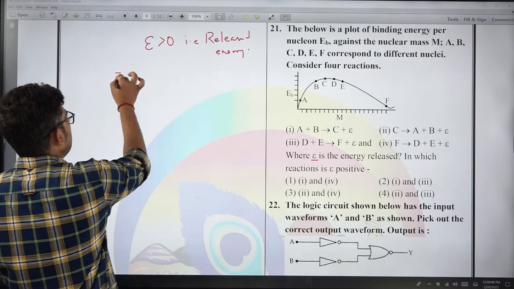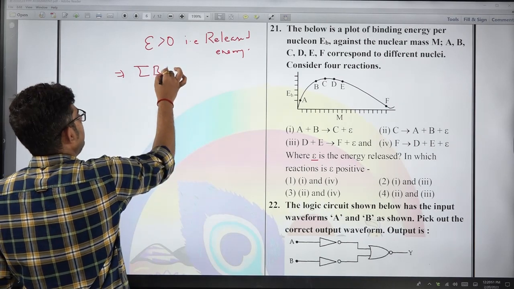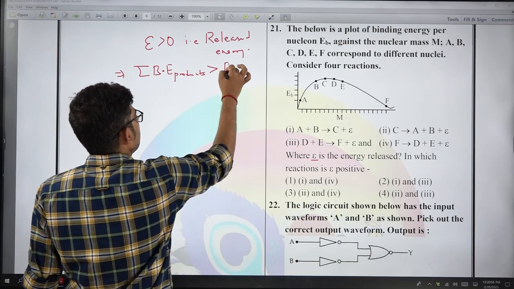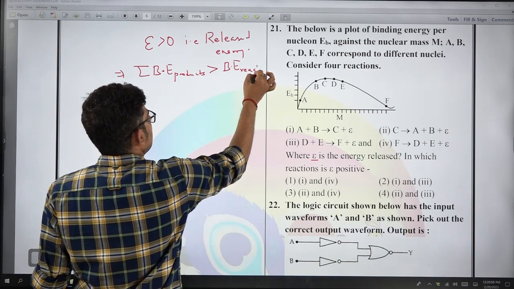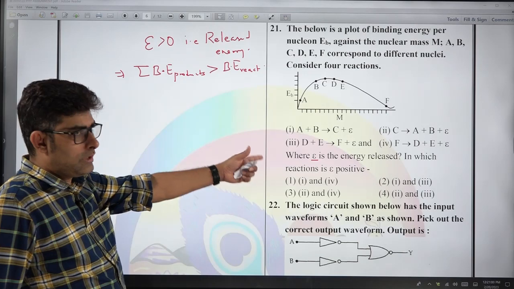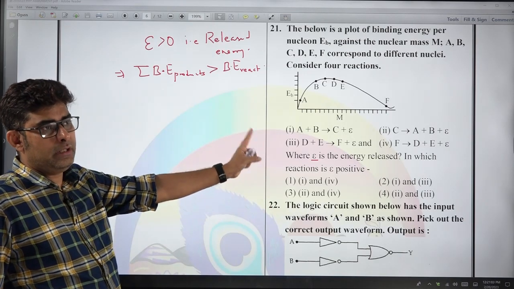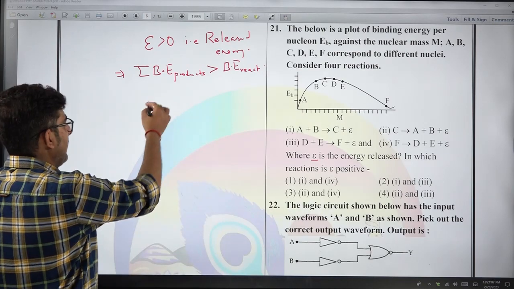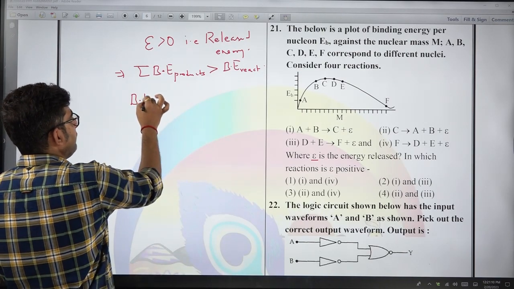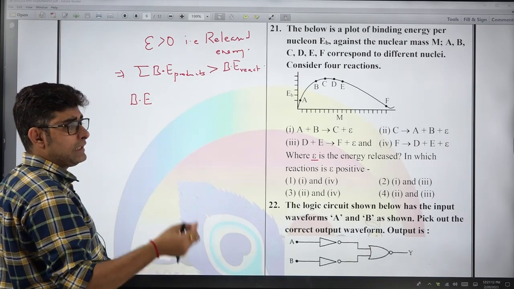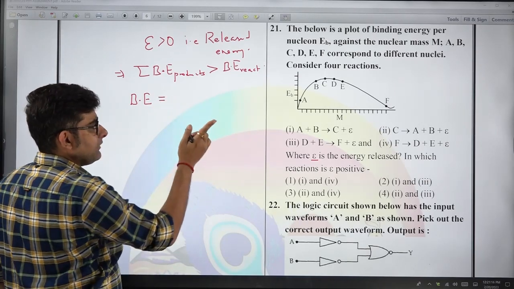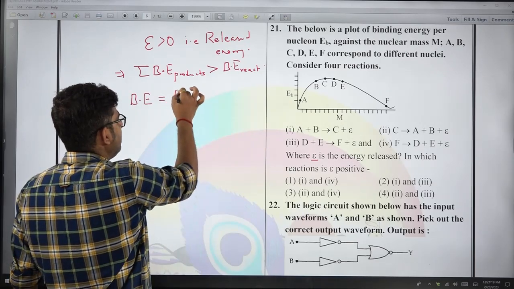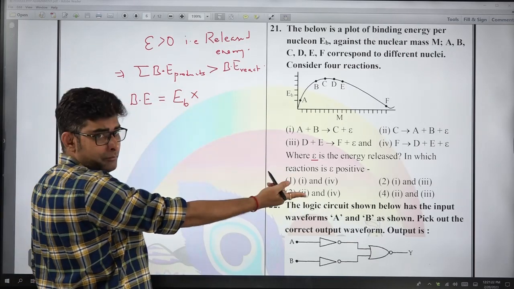Exoenergic reaction means the sum of binding energy of the products should be greater than the binding energy of the reactants. So this is your job to check. 4 options are given in which binding energy of products is more than binding energy of reactants. Now how to find binding energy? They have given binding energy per nucleon, EB. That value is multiplied by the mass number.